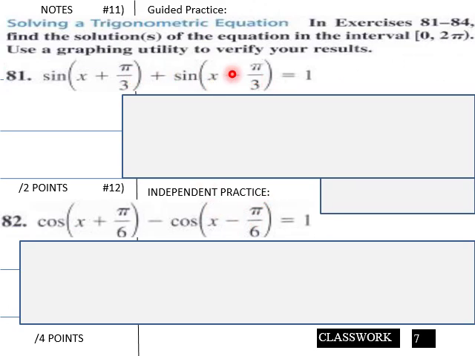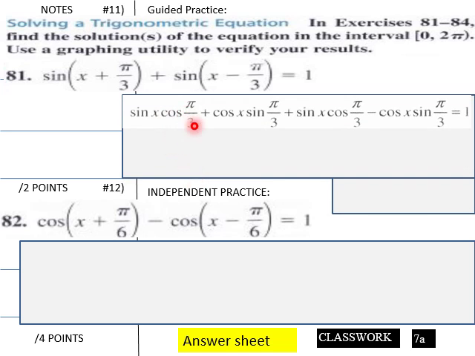Okay, let's try one. Find the solutions of the equation in the interval 0 to pi. Use a graphing calculator to verify your results. So we have sine of x plus pi over 3 plus sine of x minus pi over 3 equals 1. Let's try this one first. Sine x cosine pi over 3 plus cosine x sine pi over 3 plus sine x cosine pi over 3 minus cosine x sine pi over 3 equals 1.